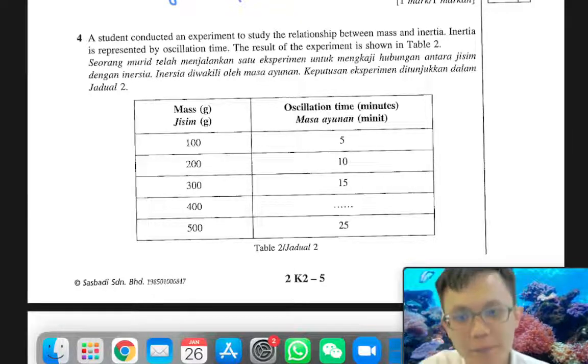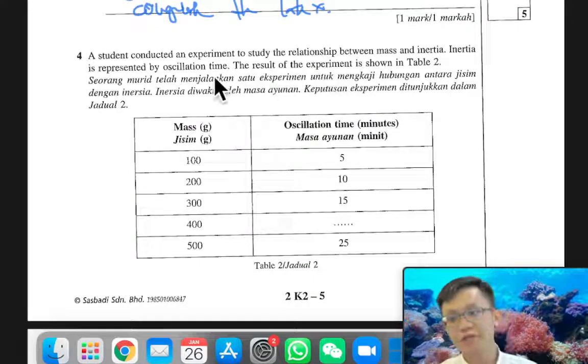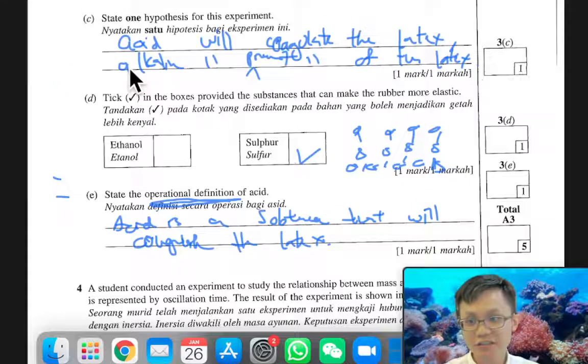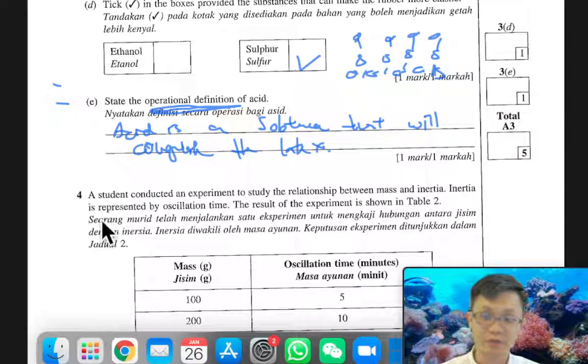Hello students, welcome back. Today we are going to continue our series on SPM revision. Previously we did until question number 3, and today we are going to do question number 4.